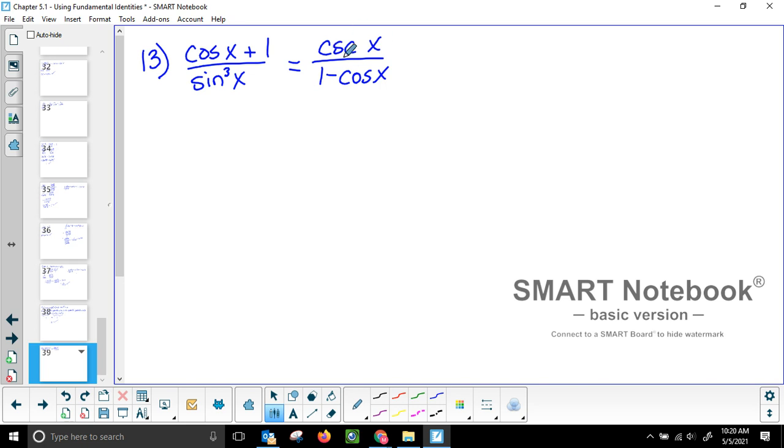Okay, now I know that I'm dealing with a cosecant here, and I have a sine cubed in the denominator. So what I'm going to go ahead and do is just change this to sine x times sine squared x. Do we all agree that that is still sine cubed x? All right, and just for show, I'm going to go ahead and multiply this whole numerator by 1.